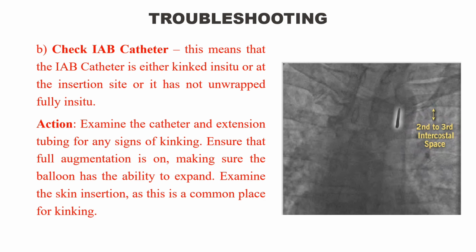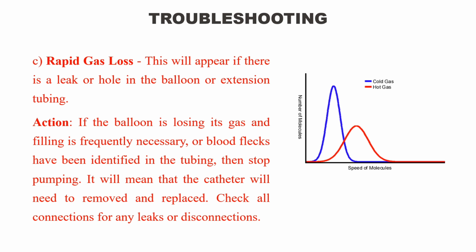Here, examine the catheter and extension tubing for any signs of kinking and ensure that full augmentation is on, making sure the balloon has the ability to expand, and examine the skin insertion site as this is a common place for kinking. Rapid gas loss: this will appear if there is a leak or hole in the balloon or extension tubing. This means the balloon may be ruptured. You will see flash blood in the tubing. What action needs to be taken?